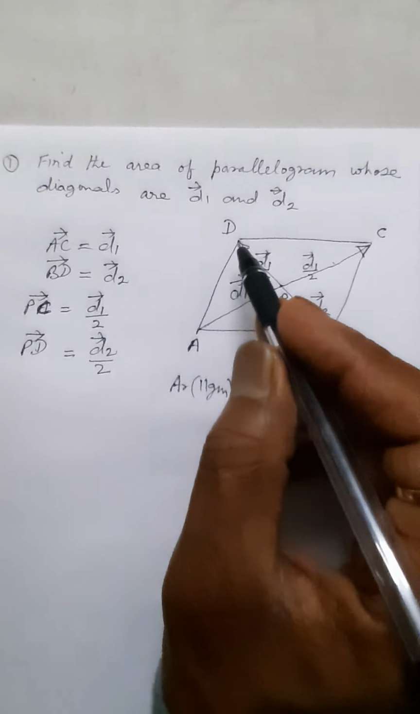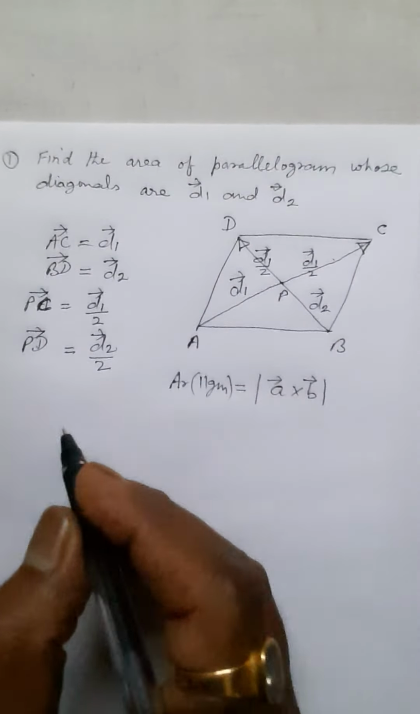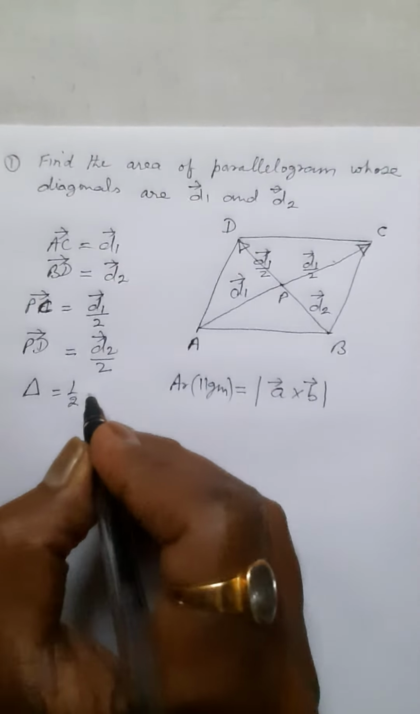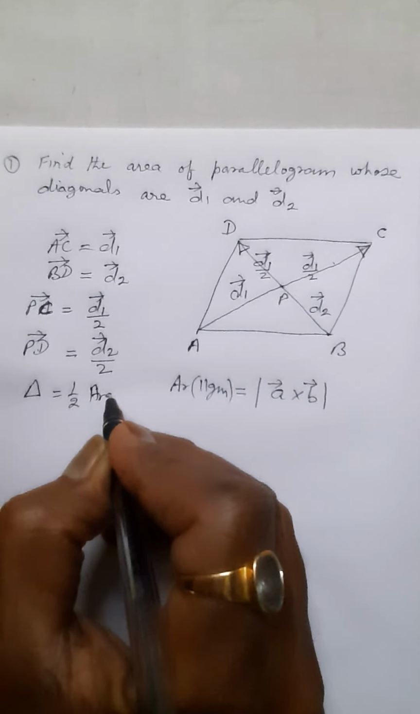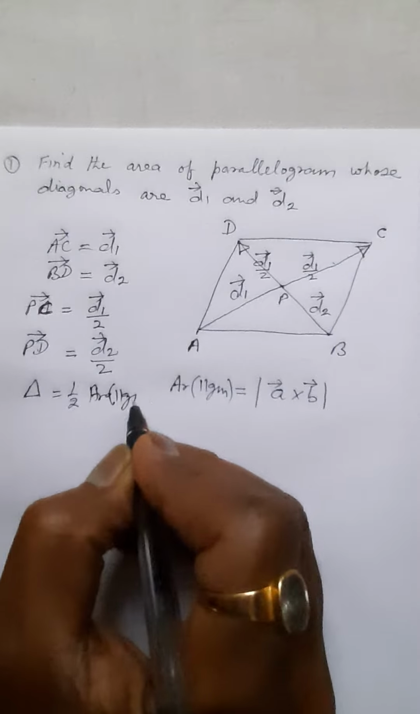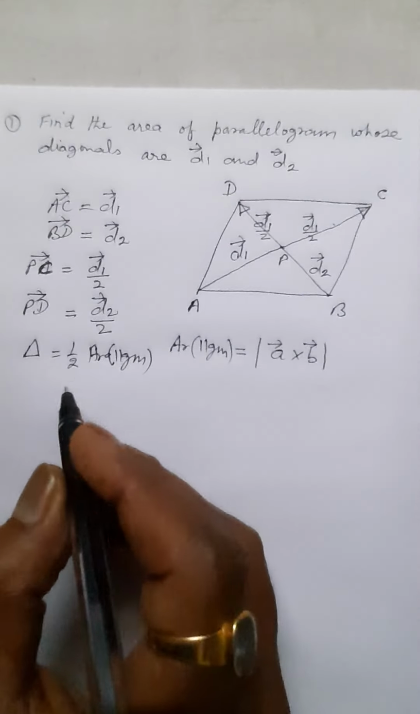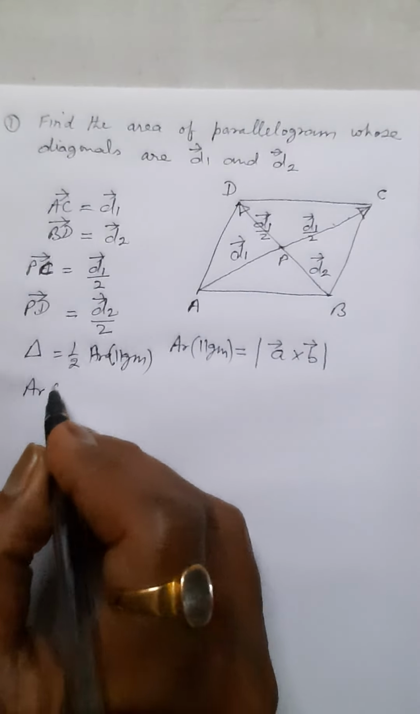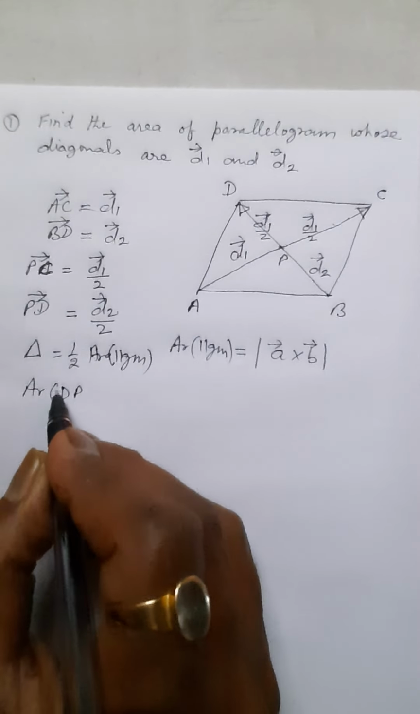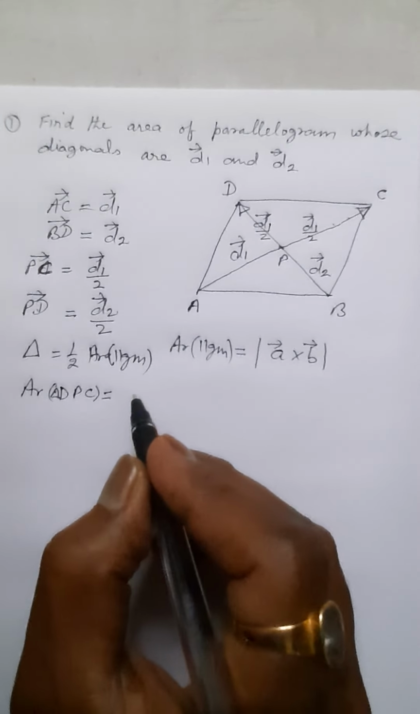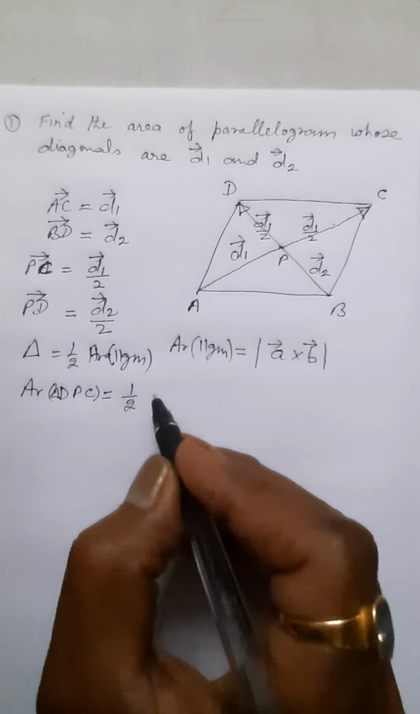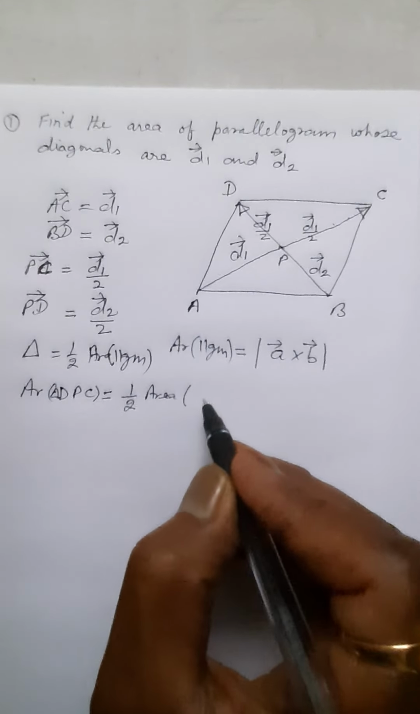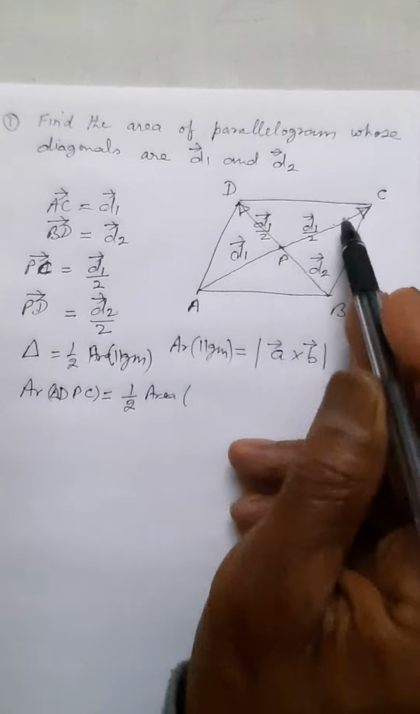If you consider a triangle DPC, the area of the triangle will be half of the area of the parallelogram. So the area of triangle DPC will be equal to half of the area of the parallelogram formed by adjacent sides PC and PD.